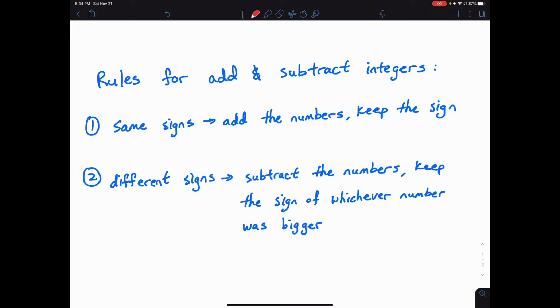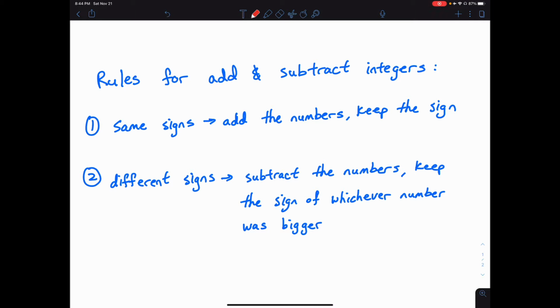So let's take a look at the rules. The rules for adding and subtracting integers are as follows. If they have the same sign, then we're going to first add the numbers and then keep that same sign. If the signs are different, then we're actually going to take the difference of the numbers, right? And when we subtract the numbers, that means you take the bigger one minus the smaller number, and then we're going to keep the sign of whichever number was bigger.